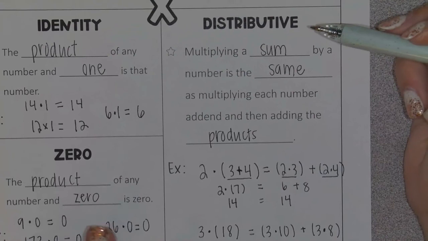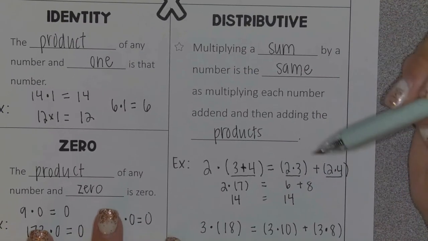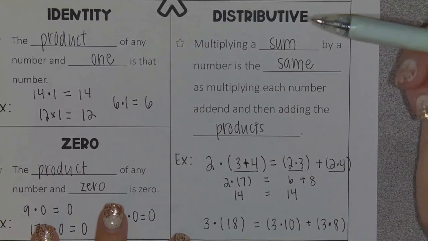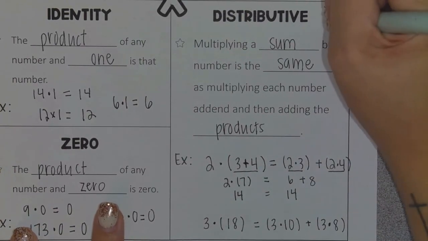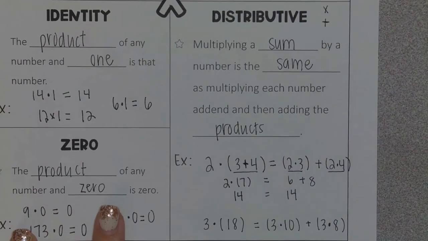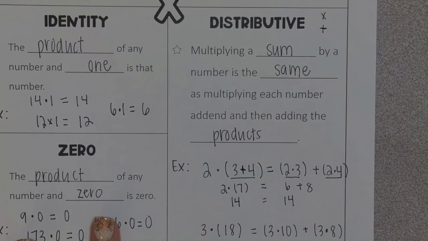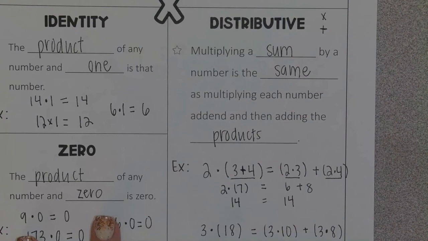Distributive property is typically the most challenging one. So my hint to you guys is you will know that it is the distributive property if you see multiplication and addition in the same problem. It kind of takes everything we're doing and combines it into one property.